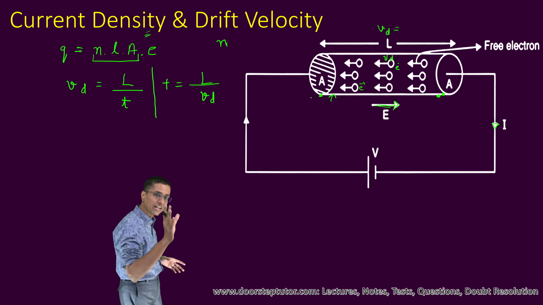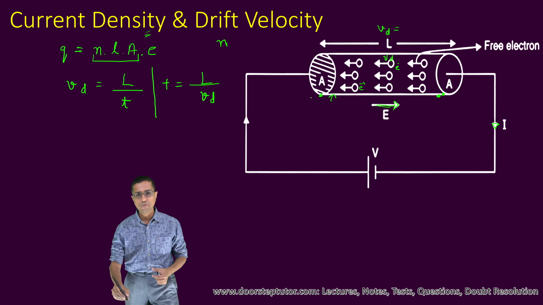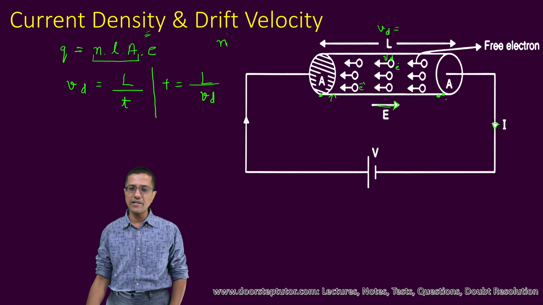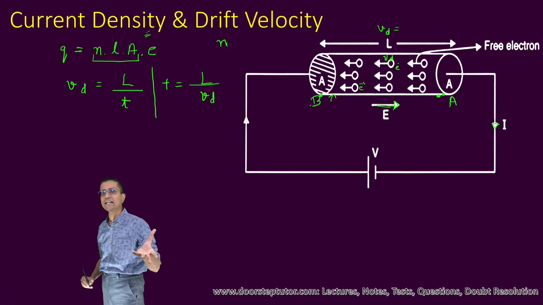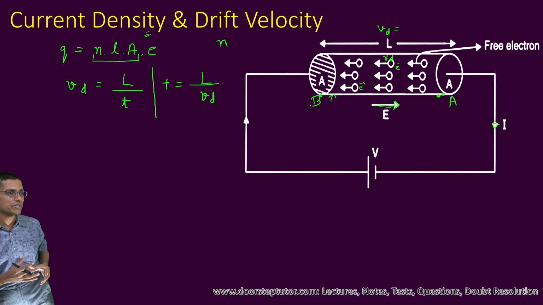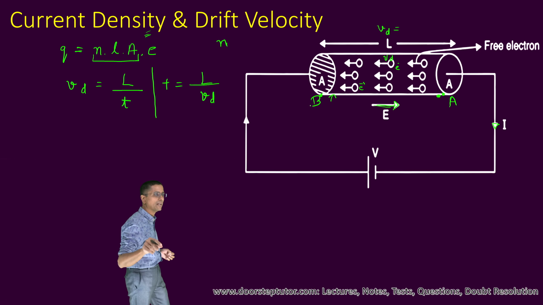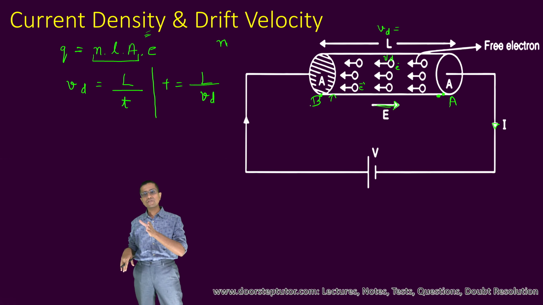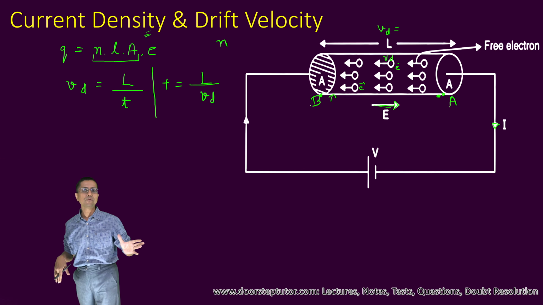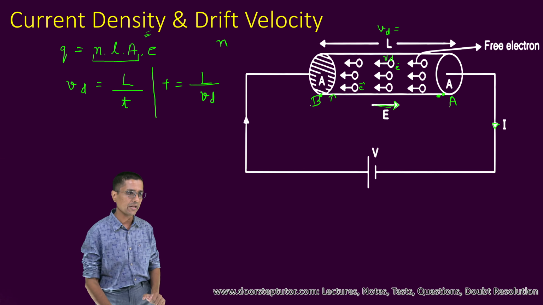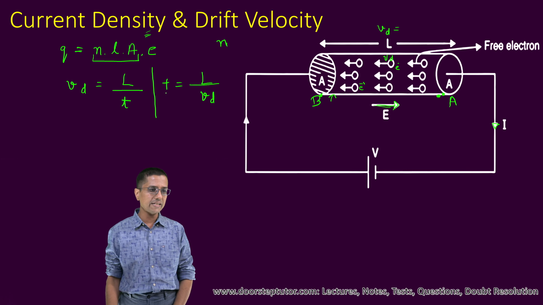Notice that this is not the relaxation time. This is just the time it took for an electron to go from one end, let's say end A, to end B. It is not the relaxation time. Relaxation time is the average time between collisions. This is the real time it took for a charge carrier to go from one end of the wire to the other end. Now this we understand.